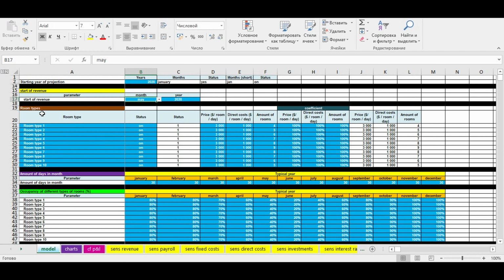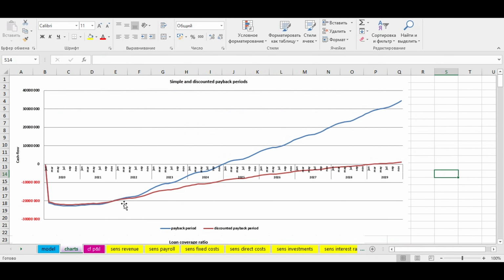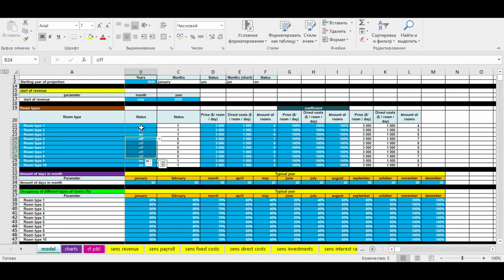Now we have to construct a revenue-generating algorithm. First of all, we mention all our room types. Then, we have a switch on and switch off button. Using this button, we can include and exclude the revenue and direct costs from each type of room from evaluation of profit and payback period in our financial business model.